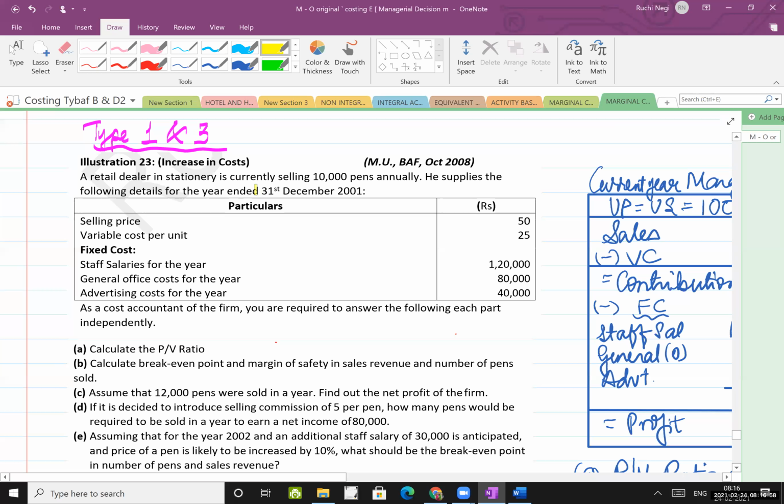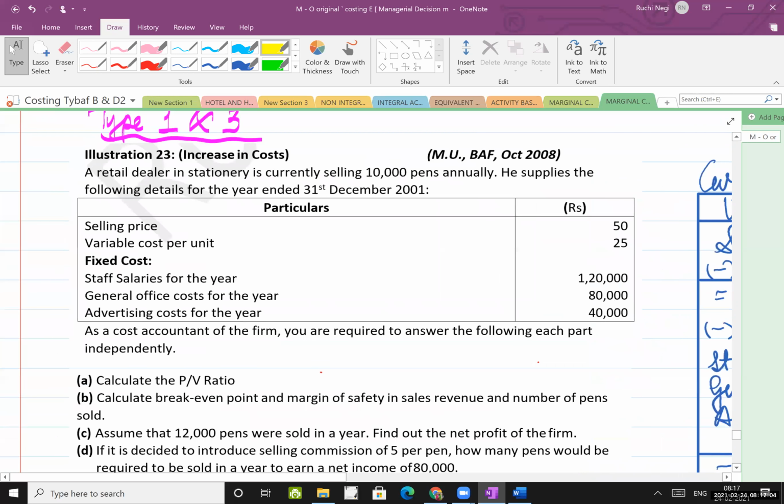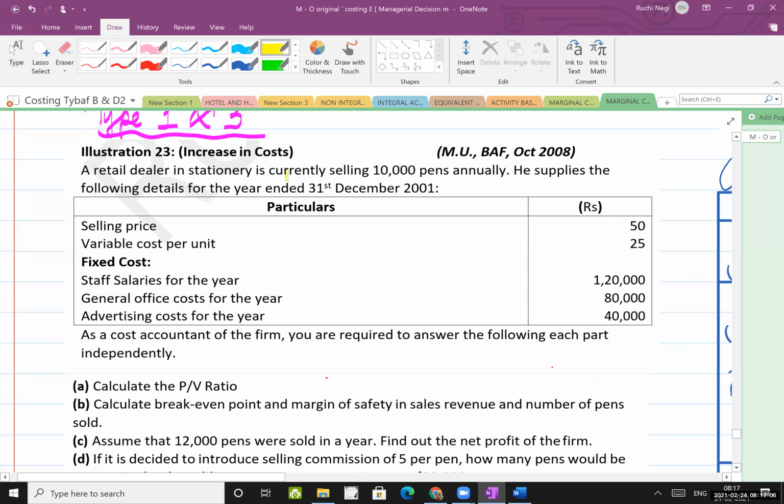A retail dealer in stationery currently selling 10,000 pens annually. So in the current year, what is he doing? Yearly how many pens is he selling? 10,000. So units produced or units sold is given, okay? And this is information for 31st December 2001. Selling price is given, variable cost per unit is given, fixed cost is given. So these are all your fixed cost: staff salary, general office, and advertisement.